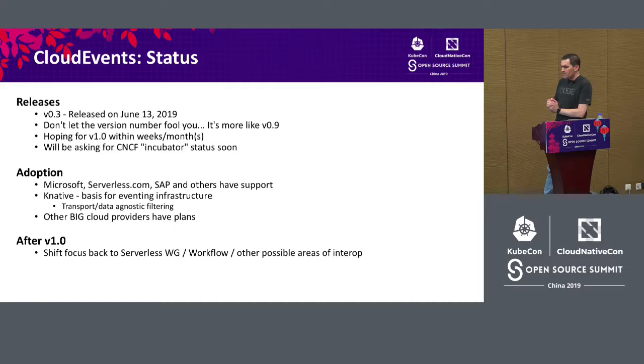So obviously, after 1.0, if there are additional work items we want to work on, we'll work on those. Hopefully, they won't be spec-breaking changes. They'll be minor increments. But most of the group will actually switch back to the serverless working group. And we're going to start looking at what to work on next in terms of interoperability. So for example, workflow is another one that we're considering. Actually, we've already started the work on workflow. It just went on pause for a while as we try to finish up CloudEvents.